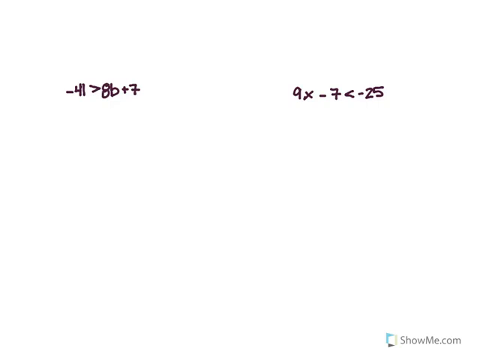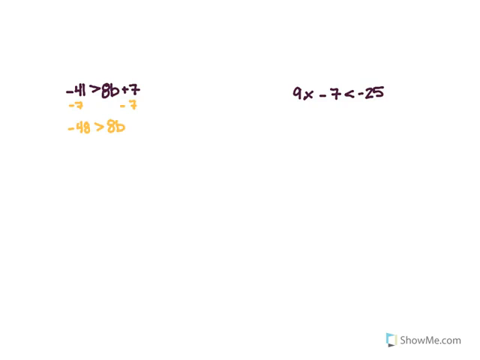Okay, so let's try a couple more. Remember, these are just like solving linear equations. So this one, I'm going to subtract 7 from both sides first. And we get negative 48. Our sign stays the same because we're just subtracting. We're not multiplying or dividing by a negative number. And then we have 8b.